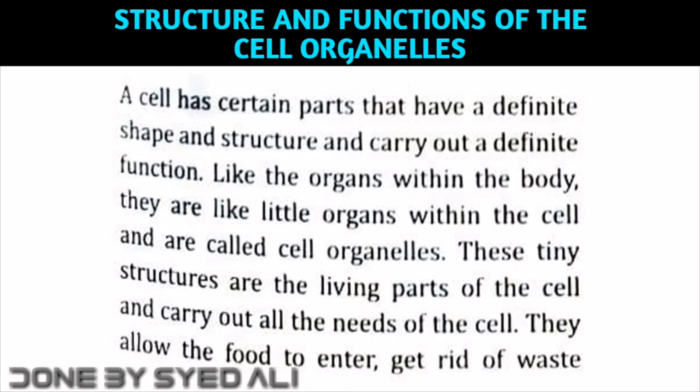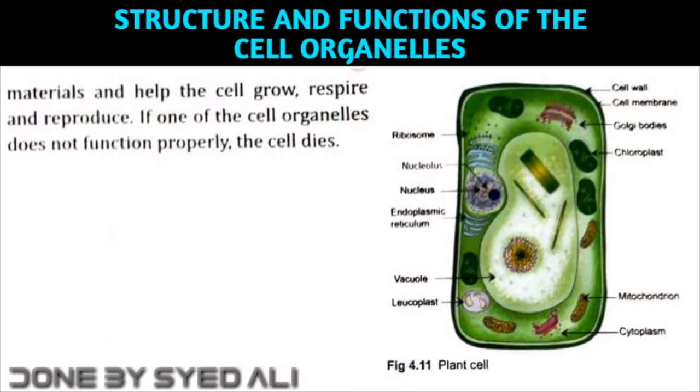A cell has certain parts that have a definite shape and structure and carry out a definite function. Like the organs within the body, they are like little organs within the cell and are called cell organelles. These tiny structures are the living parts of the cell and carry out all the needs of the cell. They allow the food to enter, get rid of waste materials, and help the cell grow, respire, and reproduce.